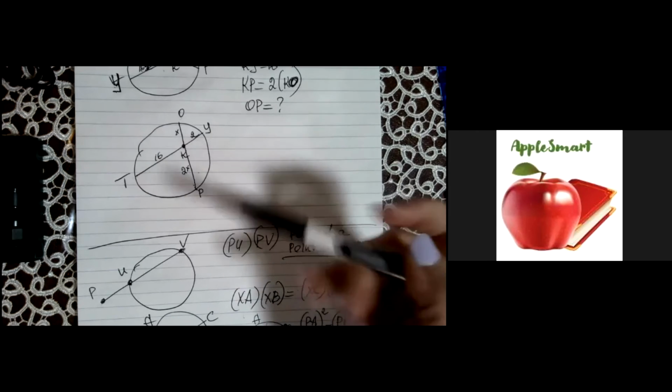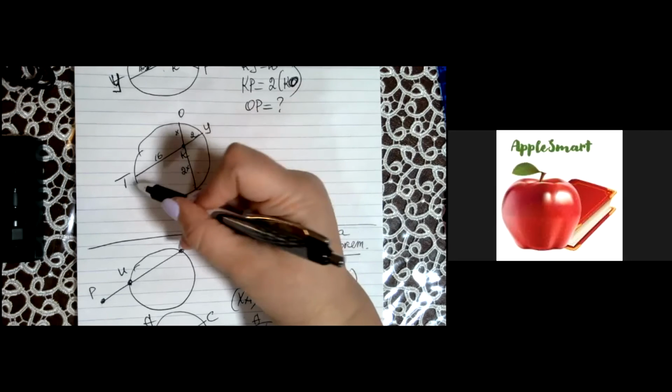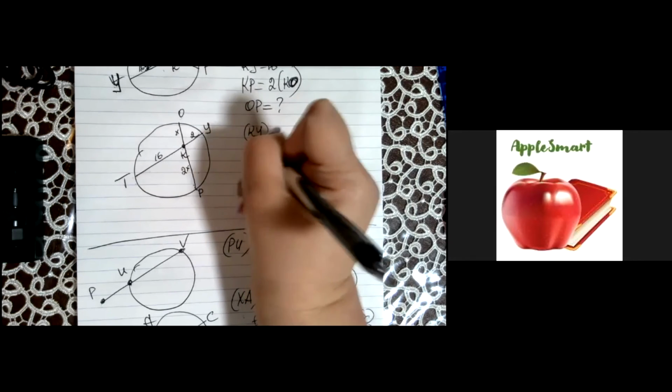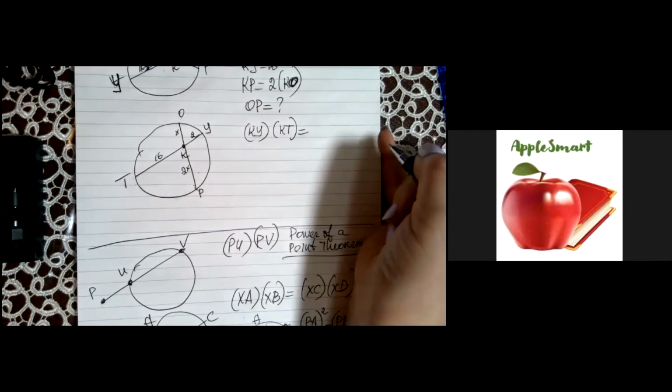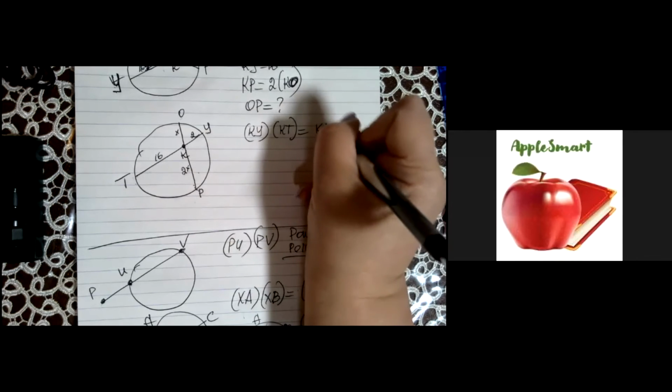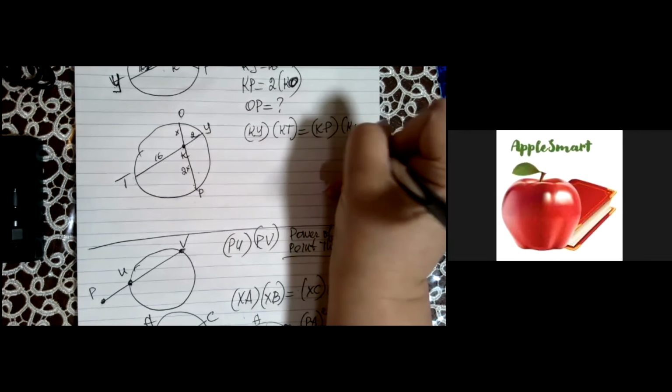Using that property, we can say that KY times KT will be the same as KP times KO. Can we say that? Does that make sense to you guys? You tell me.